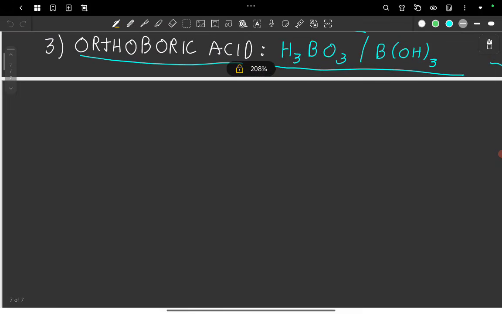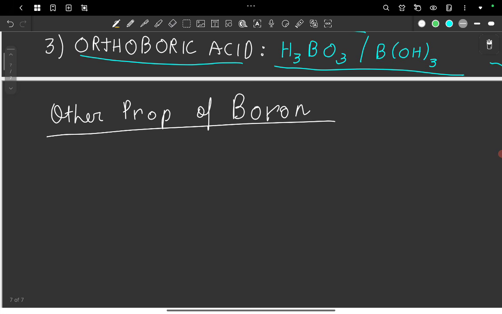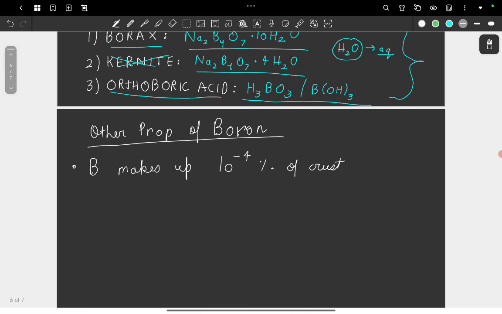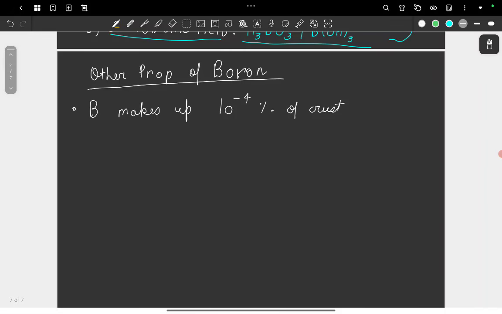Now, let's talk about the abundance of boron, abundance or other properties in general. Boron is the element you have to study in the most detail, by the way. So, boron makes up 10 raised to power minus 4% of the crust. That is an incredibly small amount on paper, but once you realize how big the earth really is, it makes up quite a substantial amount of our crust. Okay, and if I'm not wrong, this is maybe equivalent to 1 ppm. Like, I don't know, but just cross check once.